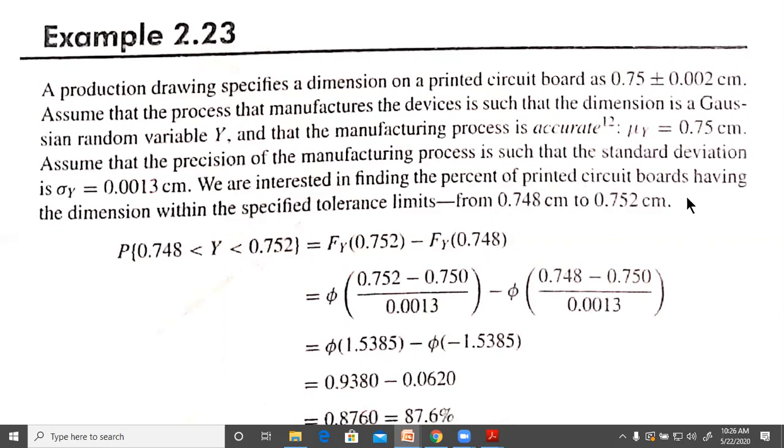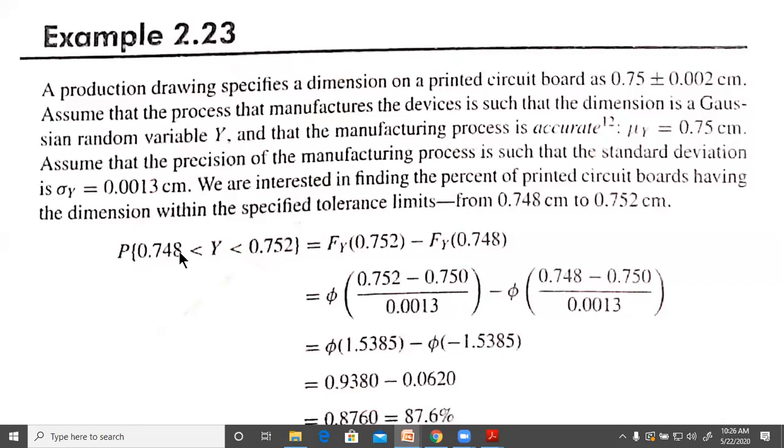This need not be given. Once this is given, this can be easily found out, right? So this might not be part of the question at all, because only this will be part of the question. So this is nothing but the value of the capital F_Y, in terms of the total probability, that we need to find out. The percentage of the printed circuit boards having the dimension within the specified tolerance limits is this.